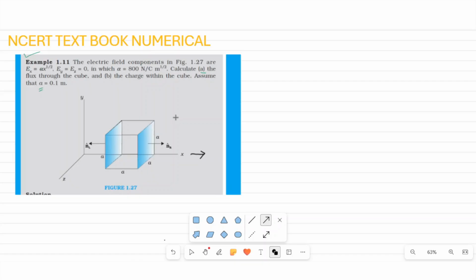Dear students, today I am discussing this example 1.1. The electric field components in the given figure are Ex = alpha x^(1/2), Ey = Ez = 0, in which the value of alpha is given. Calculate A, the flux through the cube, and B, the charge within the cube. Assume that A, the side of the cube, is 0.1 meter. Now you see the electric field is only in the x direction.